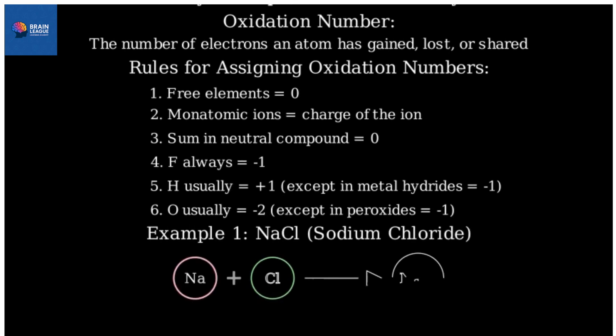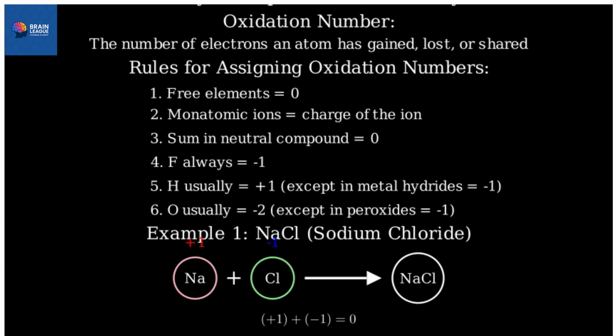First, let's consider sodium chloride, or NaCl, which is table salt. Sodium forms a +1 ion, so its oxidation number is +1. Chlorine forms a -1 ion, so its oxidation number is -1. And as per our rule, the sum of oxidation numbers in a neutral compound is 0. +1 plus -1 equals 0.